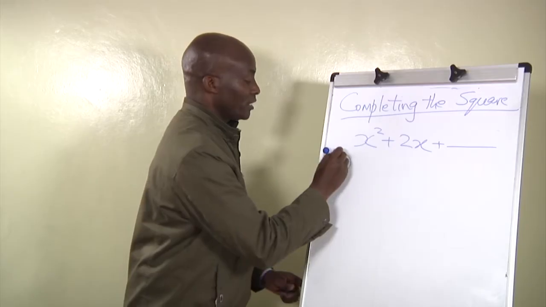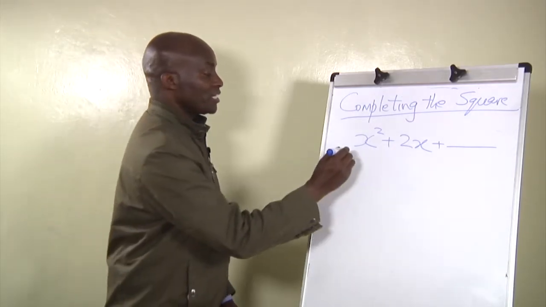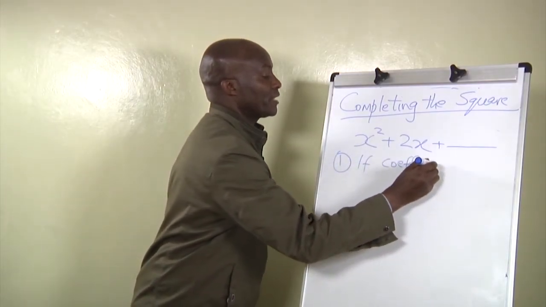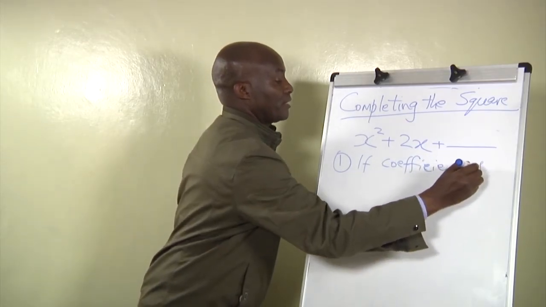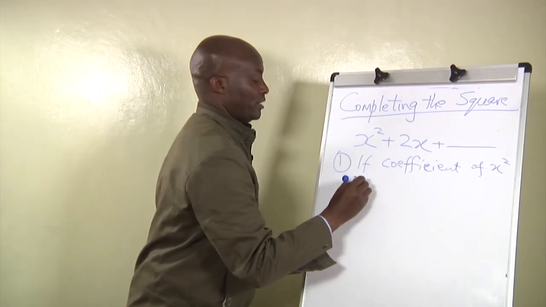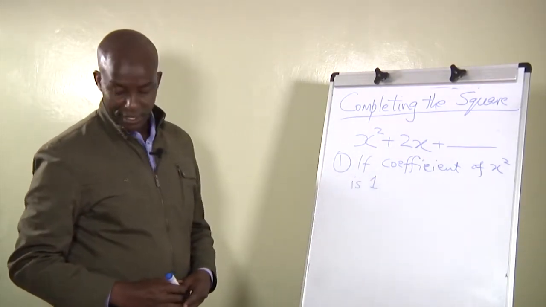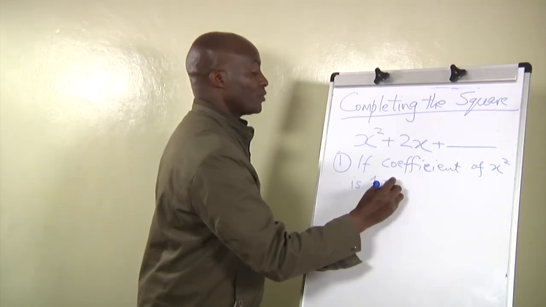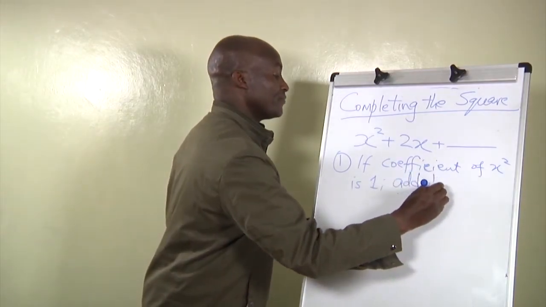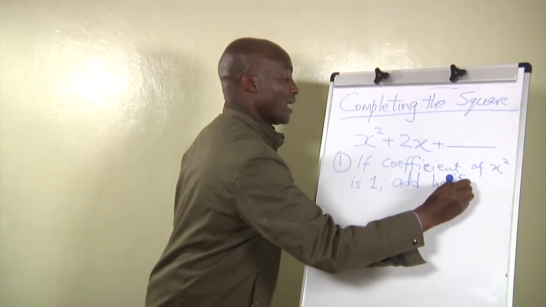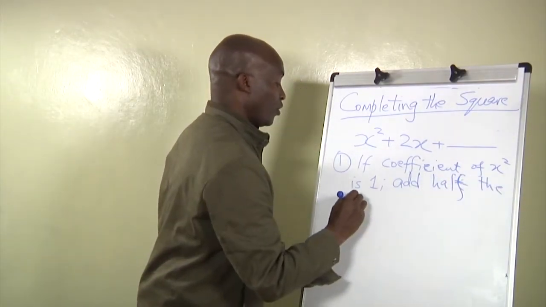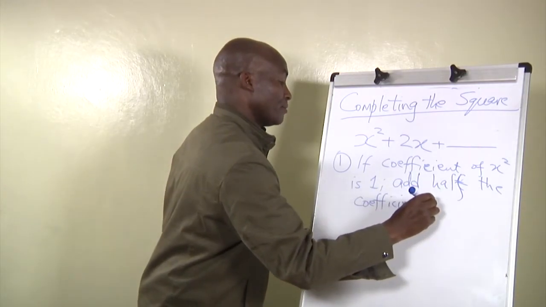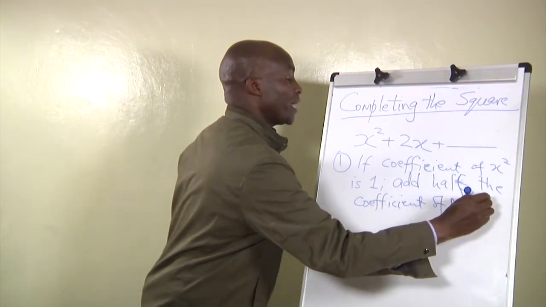The first one is, if the coefficient of x squared is 1, then we need to add half the coefficient of the middle term, squared.